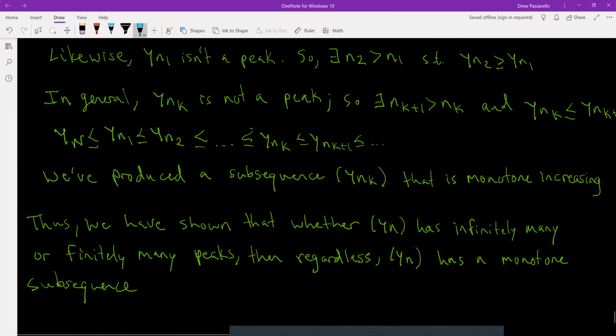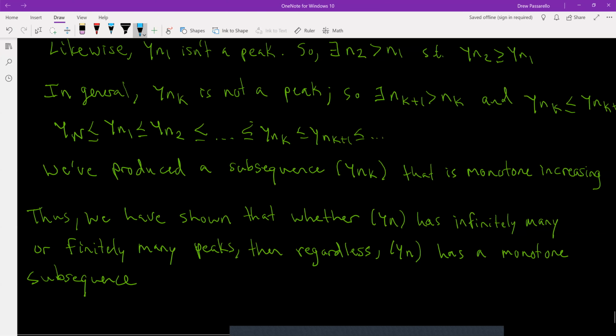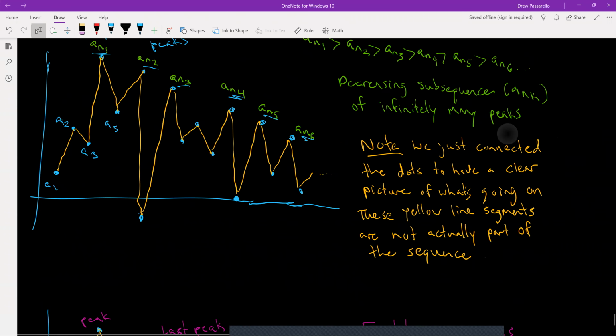All right, so that's what happens in this proof. So we've shown that whether y_n has infinitely many peaks or finitely many peaks, regardless, y_n has a monotone subsequence. All right, so that is the proof for that. And I already went over this picture.